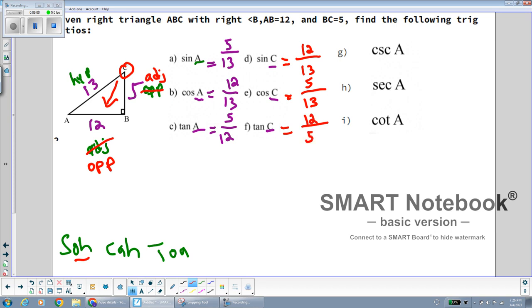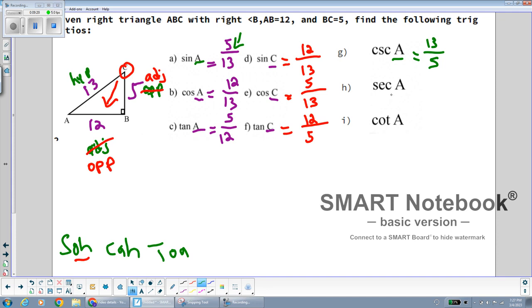Now we need cosecant of angle A. Cosecant is the reciprocal of sine. So I want to find my sine of angle A, which was 5 over 13, and I'm just going to take the reciprocal of that. If I flip the fraction, that would be 13 over 5. And that's my cosecant of angle A, the reciprocal of sine of A.